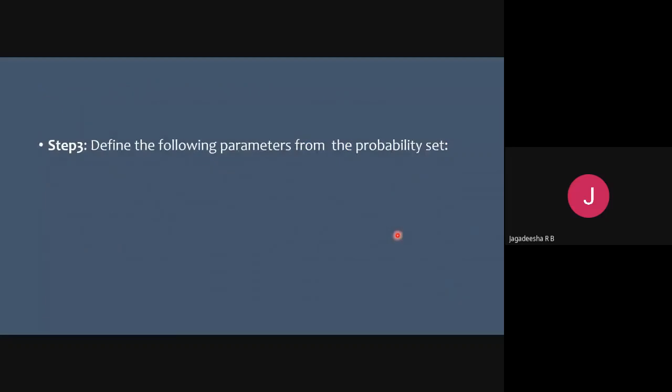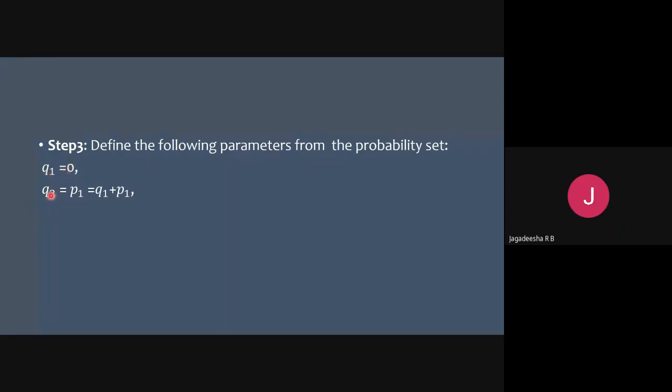Now we have to define some parameters from the probability set. The probability set is the input. We already know it. They have given us all these probabilities. So we have to find out some parameters. These are called Q parameters here. For the first message or first symbol, the Q1 value is 0. By default, its value is considered as 0. And then we find out Q2, because the third step says we have to define many parameters here. The first parameter is Q1, that is 0 by default.